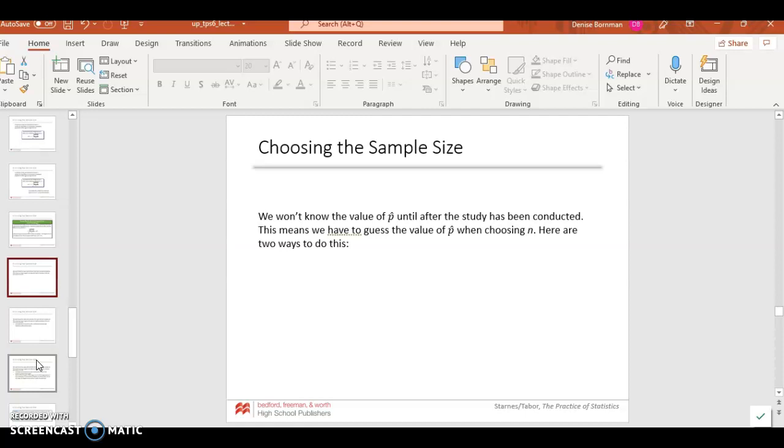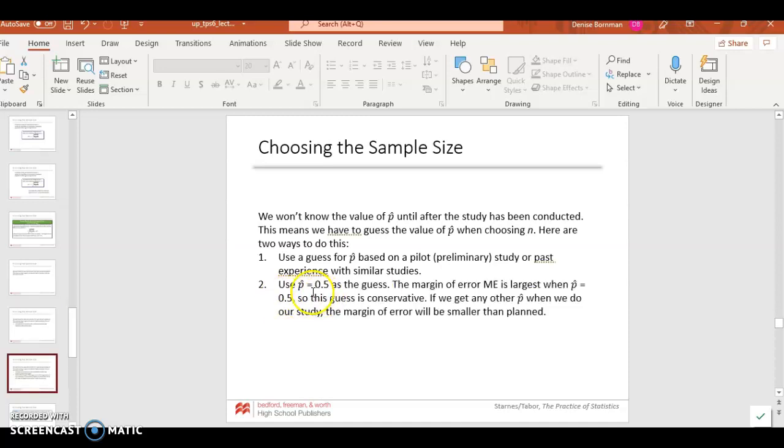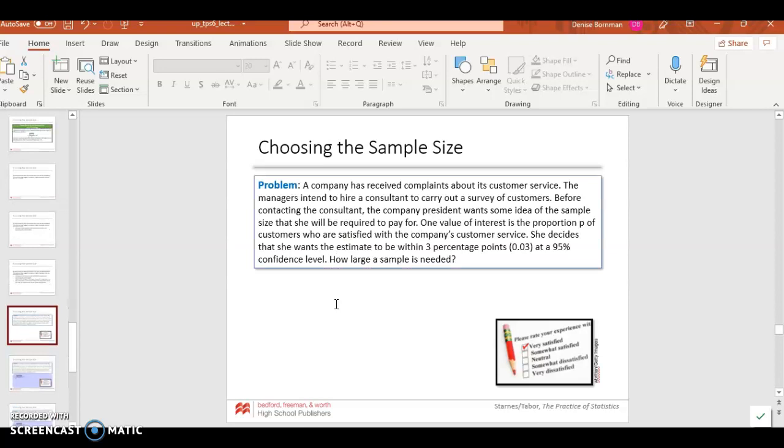Let me keep going through these slides also, actually. If we don't know the value of p hat, because we haven't done the study, right? We want to pick an n, but if we don't have an n, it means we don't have a p hat. We didn't do a sample. So there's 2 ways of getting a p hat. Sometimes you can use a guess of p hat based on some other study or a similar study. So sometimes they'll give you a p hat to use. If they don't give you a p hat, we're going to use 0.5 as the best guess. And then from there, try to figure out, well, how big of a sample would I need to get a specified margin of error? So let's look at how this works.